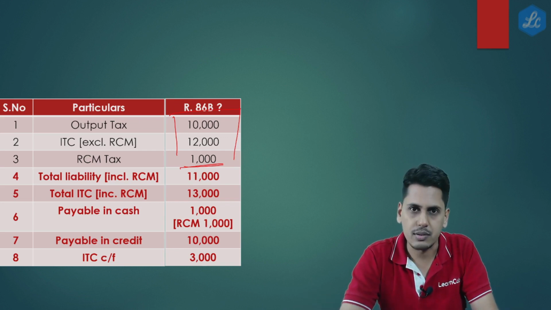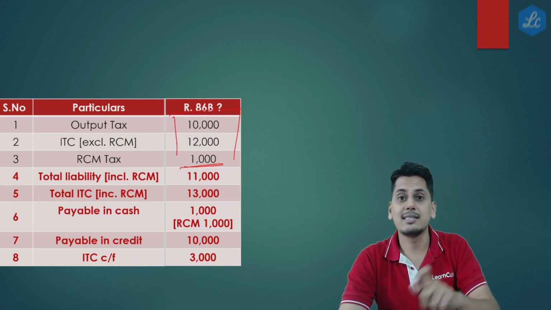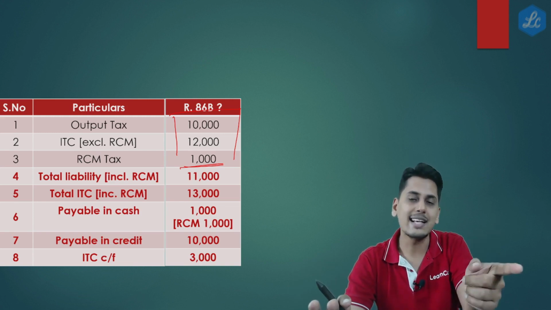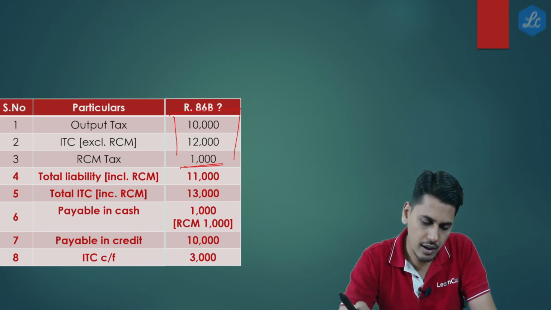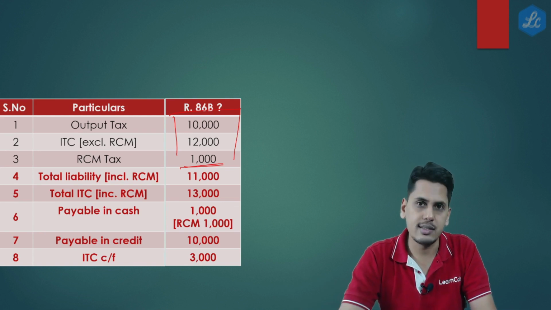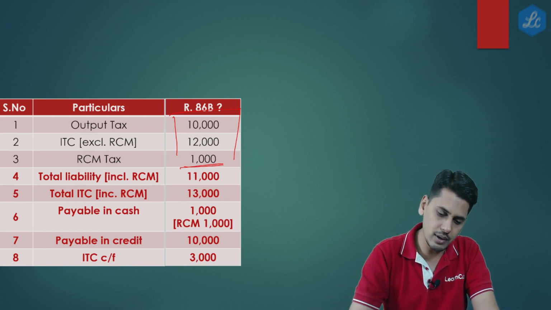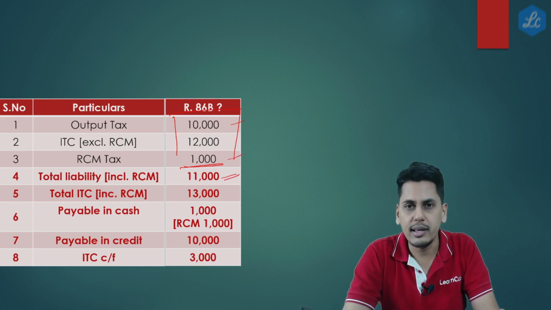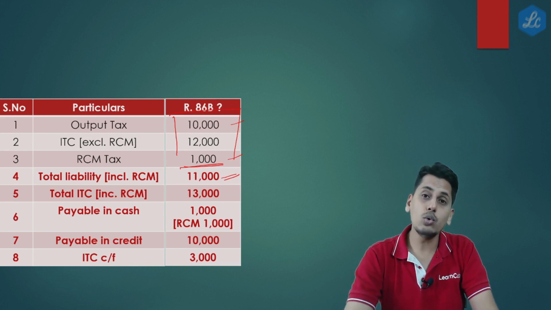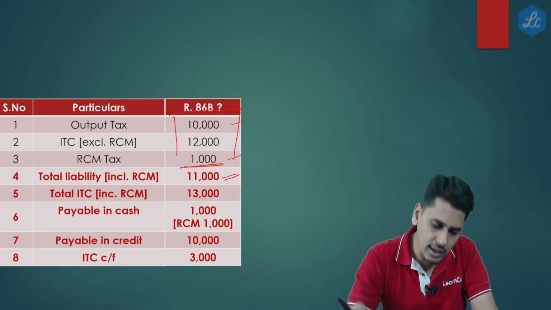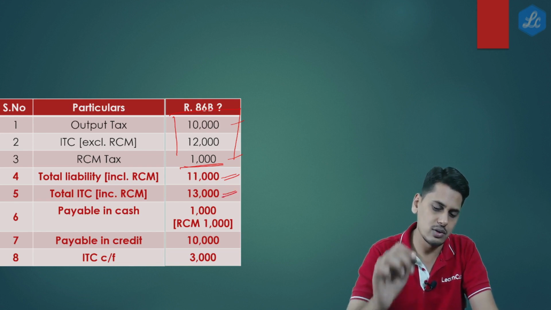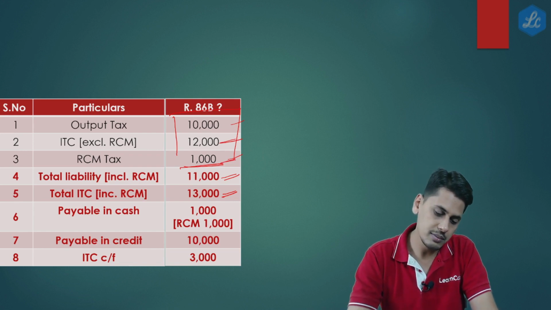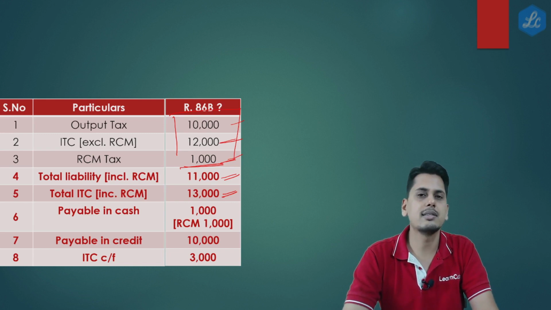So friends, as we all know, RCM tax needs to be paid in cash and input tax credit can be availed in the very same month for the tax period for which reverse charge taxes has been paid. So friends, what is the total liability including RCM? Output tax liability is 10,000, RCM tax liability is 1,000, so 11,000 is the total liability including reverse charge. What is the total input tax credit including RCM? It is going to be 13,000 rupees: 12,000 rupees regular ITC and 1,000 rupees ITC of RCM.